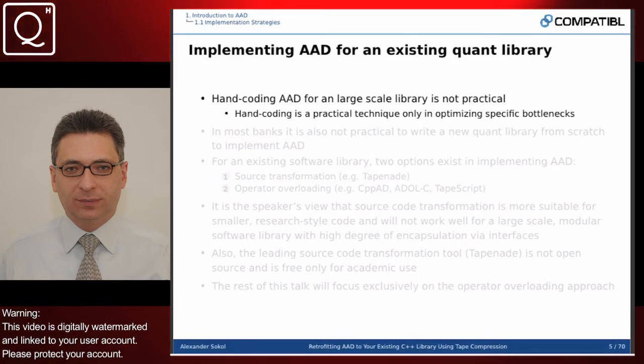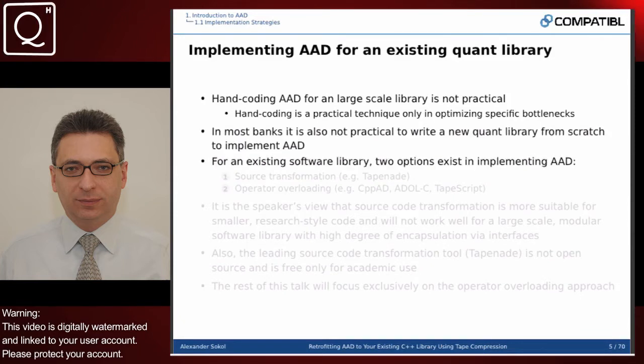However, if your library is in C++, C#, or even in Java, if you're willing to use JNI to have a joint tape on the C++ side, you can actually use a different way, which is operator overloading.